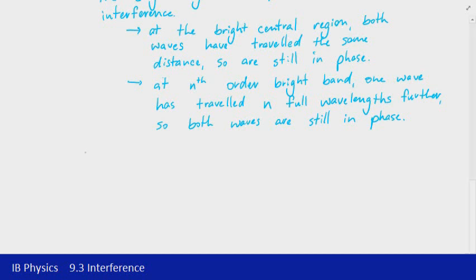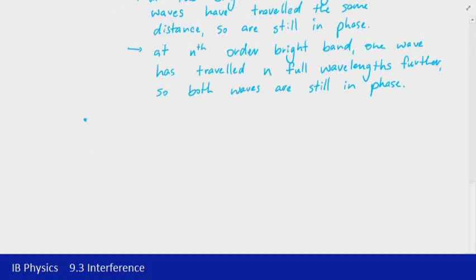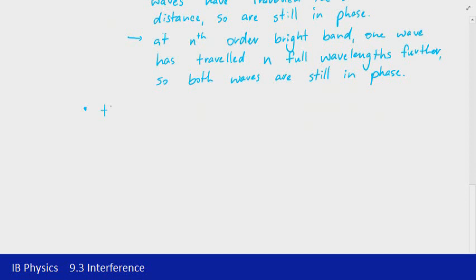Then we have the dark bands. Now the dark bands are a little bit trickier to think about in terms of how far the waves have travelled, but we can still do the same sort of thing. At the dark bands, they correspond to destructive interference, and that means that the waves have to be out of phase, and if they're going to be out of phase, it means that it's now going to be a peak meeting a trough.